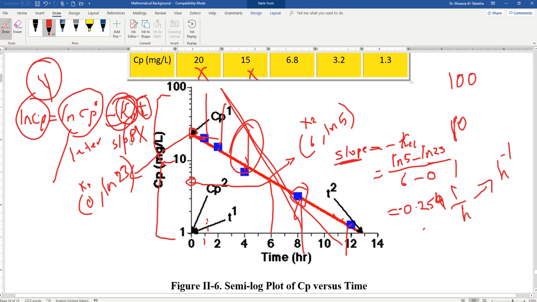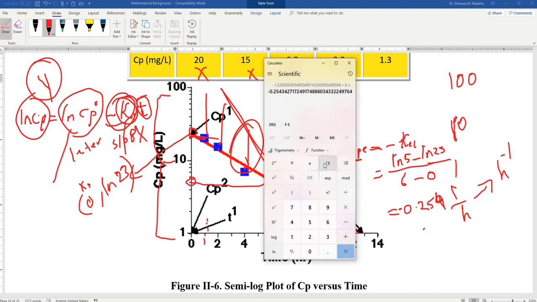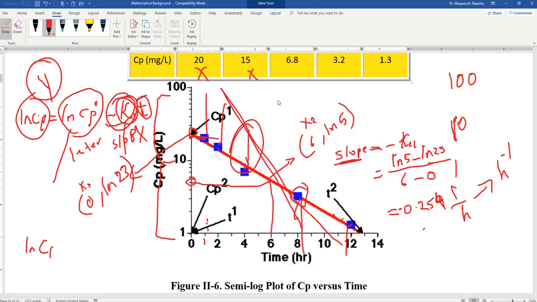Then I solved the slope. The slope is equal to minus 0.254. What about the intercept? The intercept is ln 23. Okay? ln 23, which is 3.135. Now, can I write the equation? Yes, I can write ln Cp is equal to 3.135 minus 0.254 t. What was the answer?